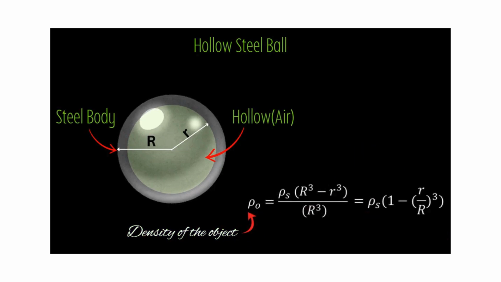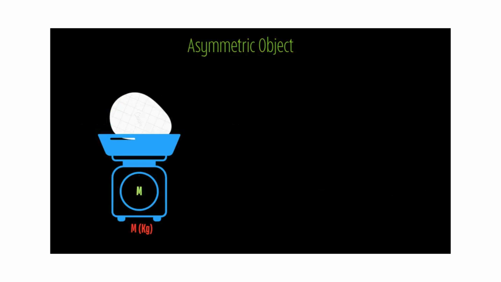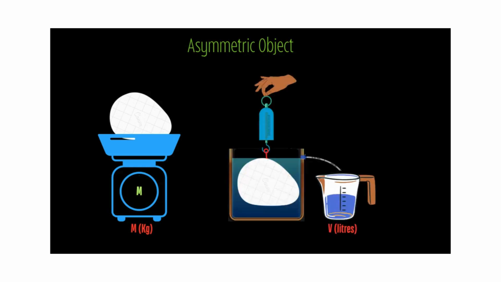For asymmetric objects, you can follow the indirect method. Use a weighing scale to get the mass of the object, then gradually drop the object such that it is fully immersed in water and find the volume of the displaced water. Divide the mass by volume to get the density of the asymmetric object.